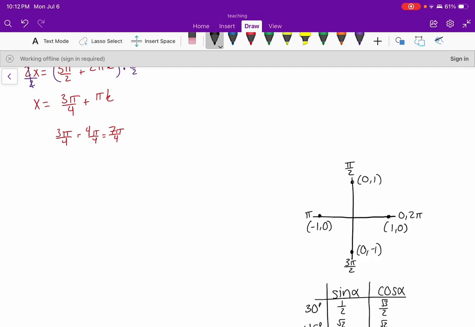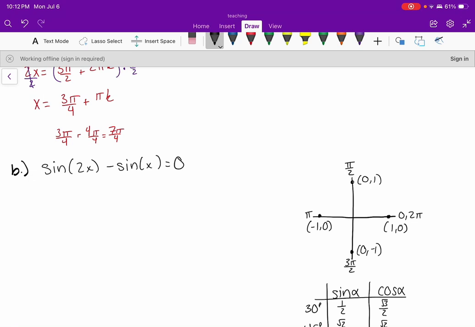Another using identities example. This one is sine, I don't know why it's in bold. Sometimes it just does that. Sine 2x minus sine x equals 0. So this one, I have two sines. That's great. But the issue is I have different parentheses.